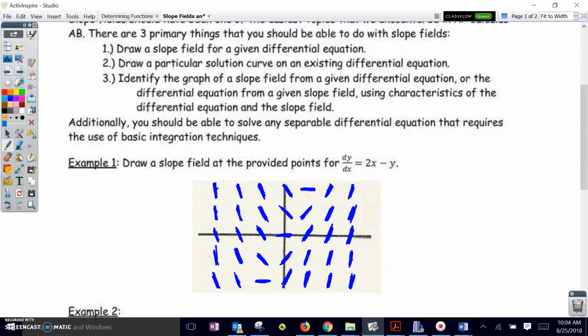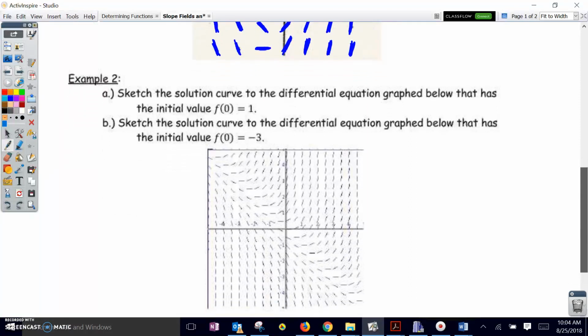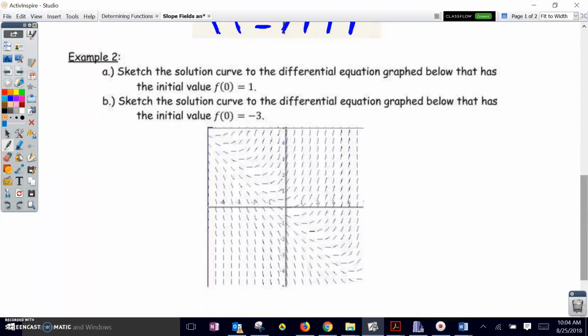Let's do one more example in this video to see how far we can get. Example 2. Sketch the solution curve to the differential equation graphed below that has the initial value f of 0 equals 1. And sketch the solution curve to the differential equation graphed below that has the initial value f of 0 equals negative 3. So for part A, I'm going to do part A in blue here.